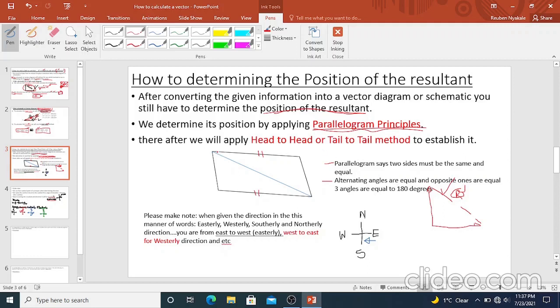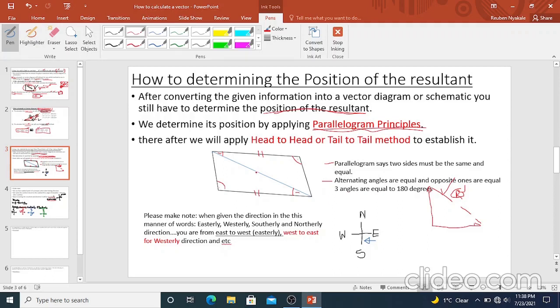Now, alternating angles: this angle alternates with this one, and it is equal. This angle is the same and equal to that one. Then it says opposite angles are equal as well. Now this angle is opposite to that angle. These angles are equal.